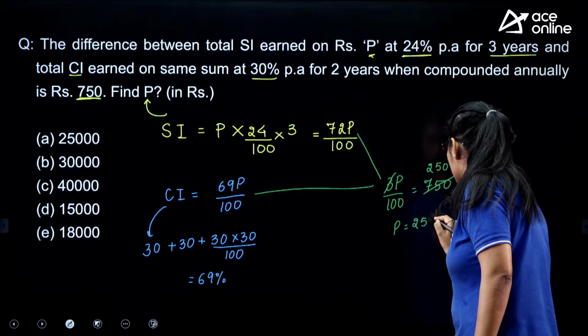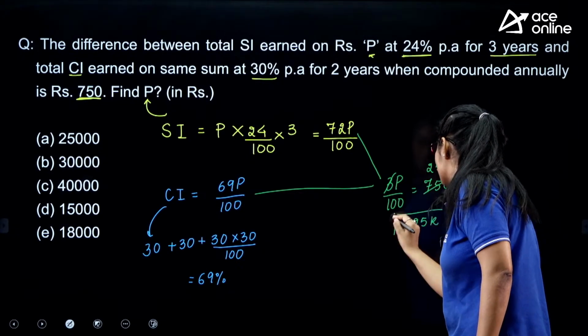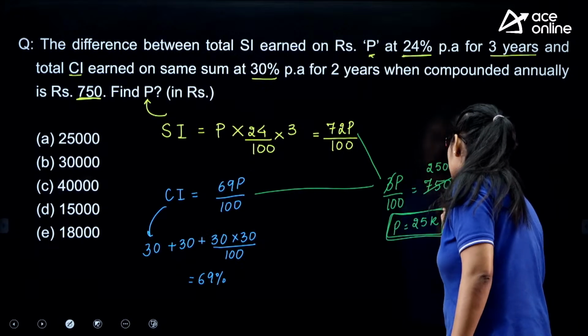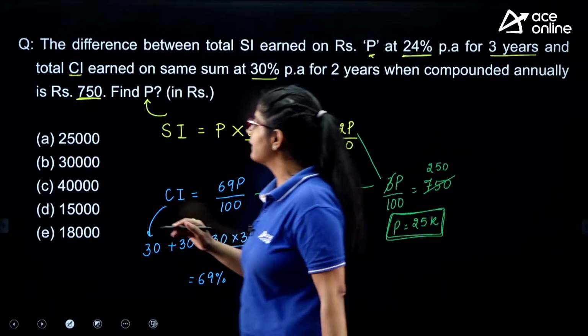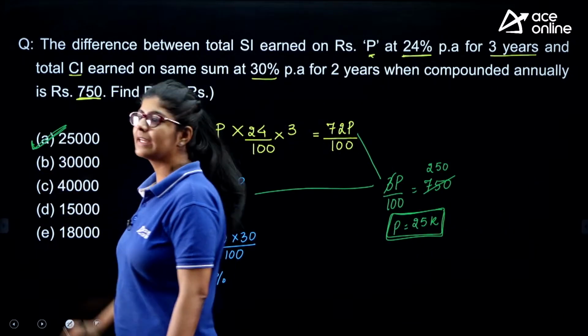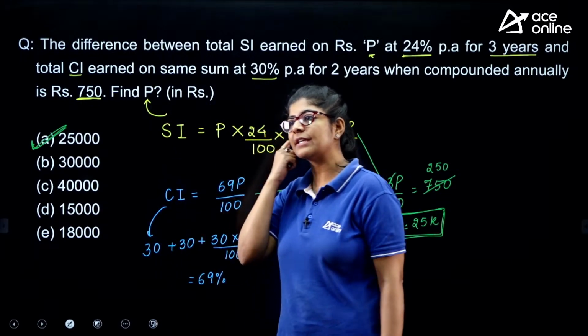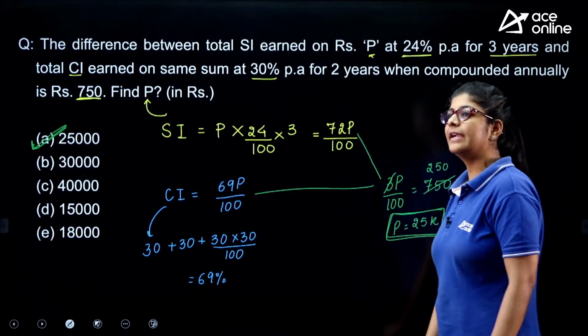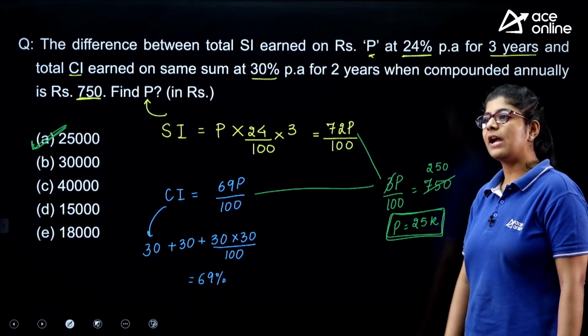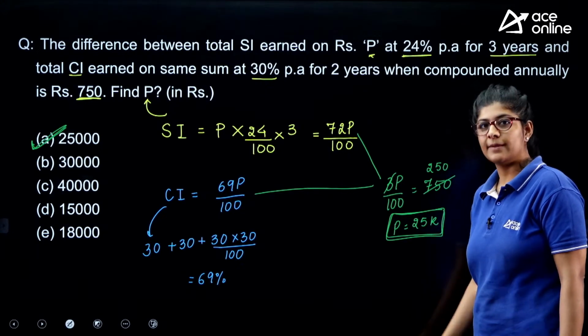So I'll get 25k as my answer. The value that I am getting over here is 25k. Option number A is the correct one. 25,000 is the correct answer. Very good Ragla, very good Radhe, very good Bangara.